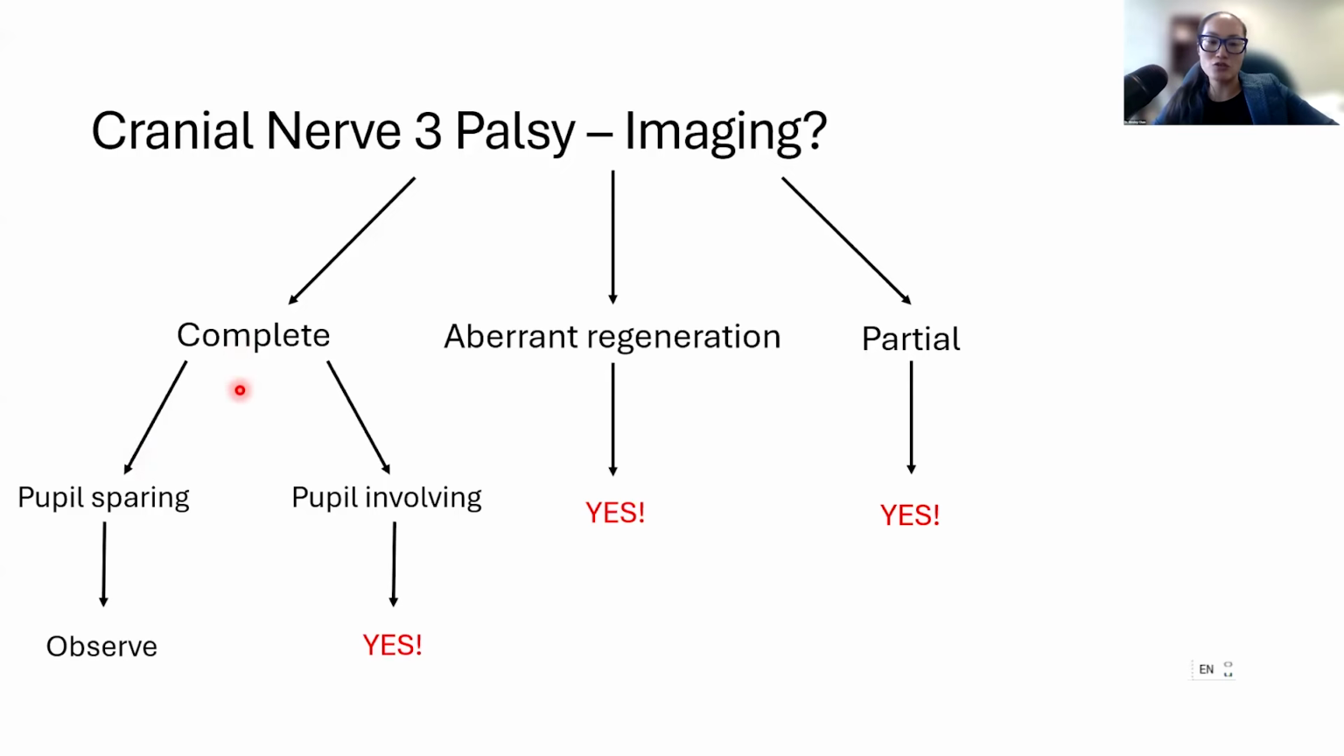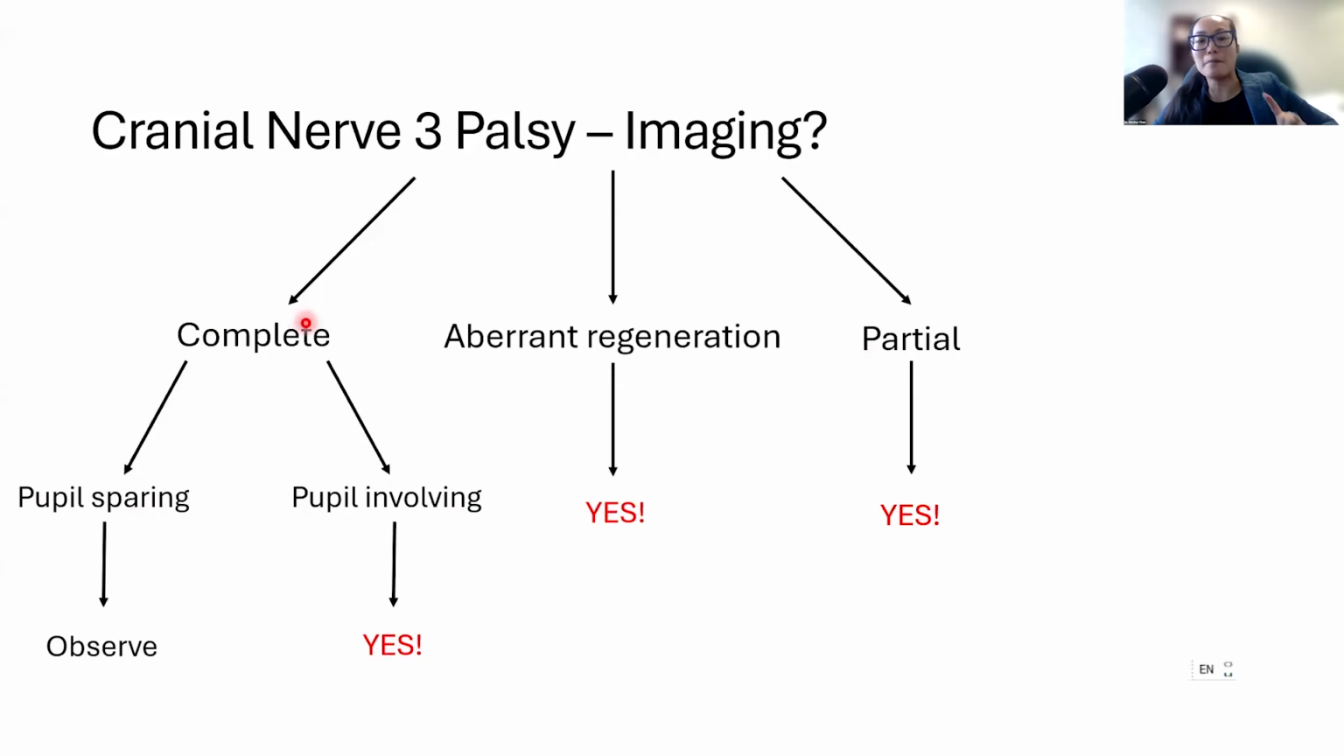If it's complete, you can have some time. If it's complete and it involves the pupil, those pupillary fibers, like I said, are vulnerable to either uncal herniation or the aneurysm in the PCOM, so you're getting imaging right away. If it spares the pupil, you have time to observe. In my experience, everyone gets imaging for cranial nerve 3 palsy anyway. The difference is if it's pupil sparing, you have time to schedule the imaging. It doesn't have to be urgent or semi-urgent like in these cases, okay?